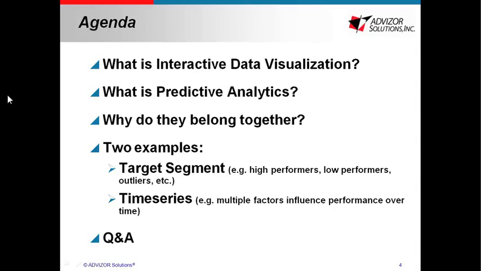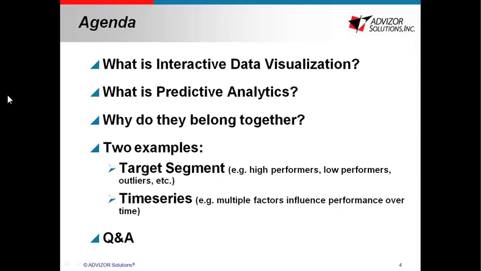After a brief setup, we're going to go into a couple of examples. I think these examples are going to be specific to certain problems, but they're going to be generally applicable. The first one is on finding target segments, high performers and low performers. The second one is a topic a lot of people have asked us about, time series, where multiple factors influence performance over time.